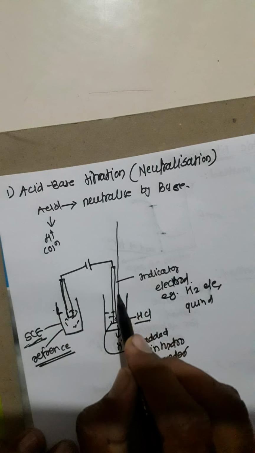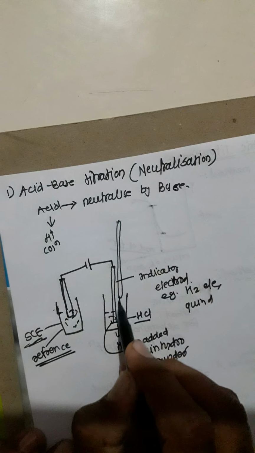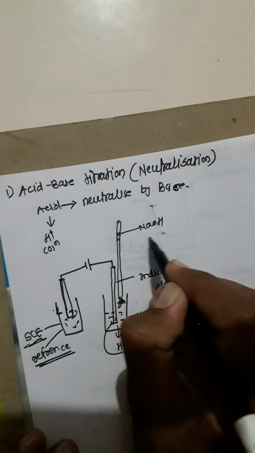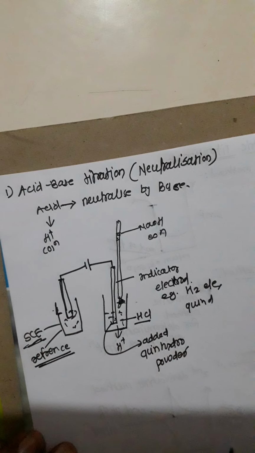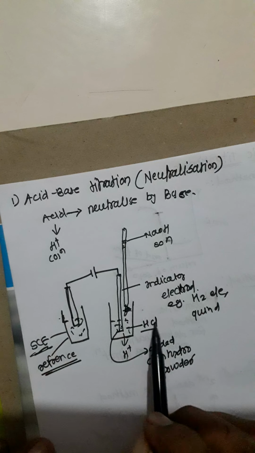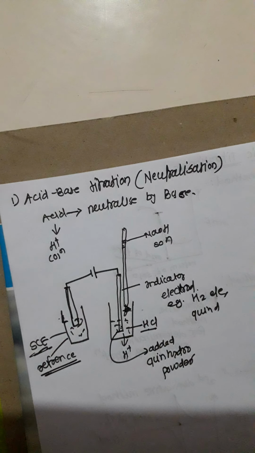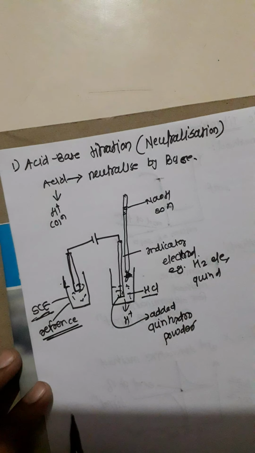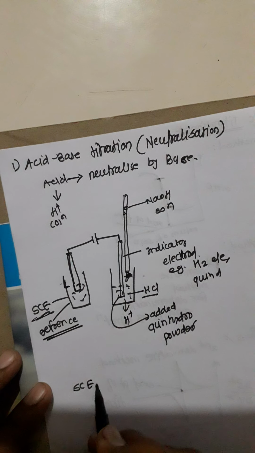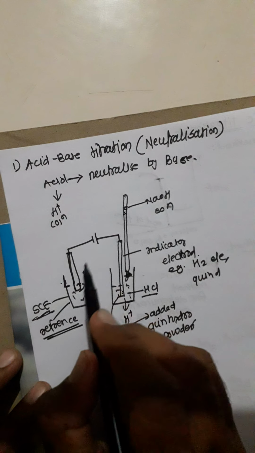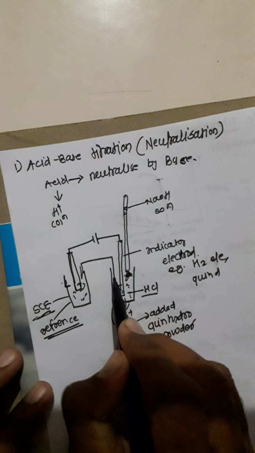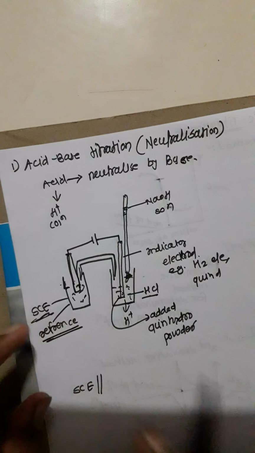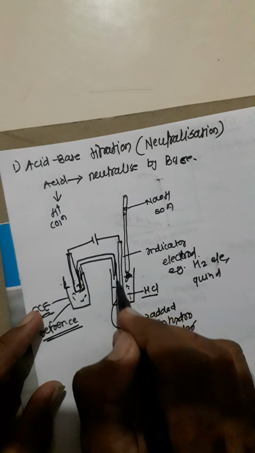Then this is the burette. In this burette, take the NaOH solution. This is called acid-base titration: take the HCl solution in the beaker and NaOH solution in the burette. Then this is the graphical representation. How do we represent it? First, the saturated calomel electrode. The double line means the salt bridge, which is important. Both electrodes are coupled with the salt bridge.